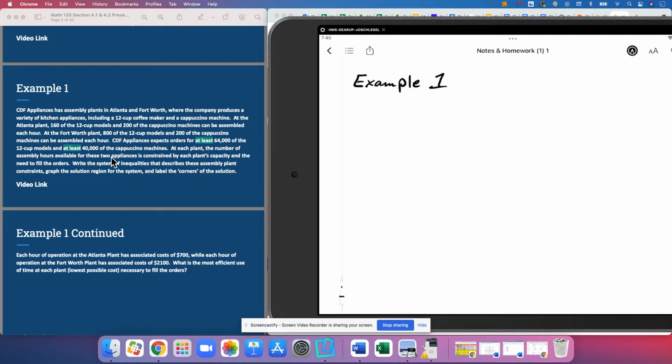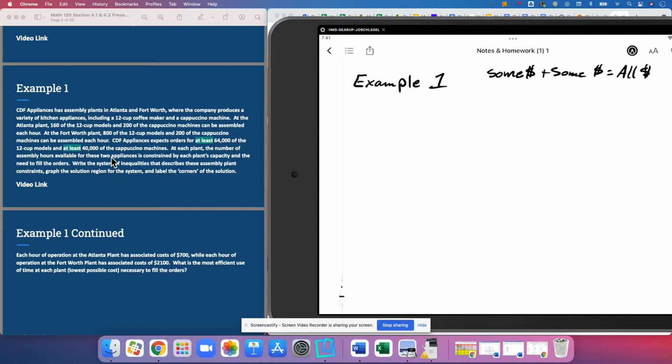And I need everyone to understand that as we set each of these up, we're going to be setting them up using the same principle that we did when we did problems like sum of the money plus sum of the money equals all the money. It's just that in this case, it's not always going to be money that we're talking about. For instance, in this first example, we were talking about CDF Appliances that has assembly plants in Atlanta and Fort Worth, where the company produces a variety of kitchen appliances, including 12-cup coffee makers and a cappuccino machine.